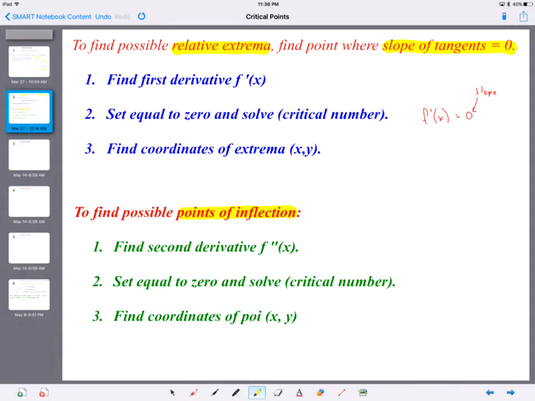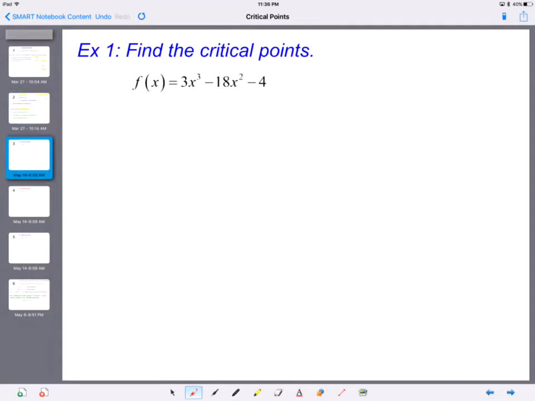So those are the things that we're going to be looking at, but let's jump into our first example as to be able to actually find these things. So find the critical point. Here's a cubic function. We want to figure out the critical points here. So what we're going to do is look at the first derivative. So we're going to find the first derivative of the function. This would be 9x squared, using our derivative rules, minus 36x plus 0.